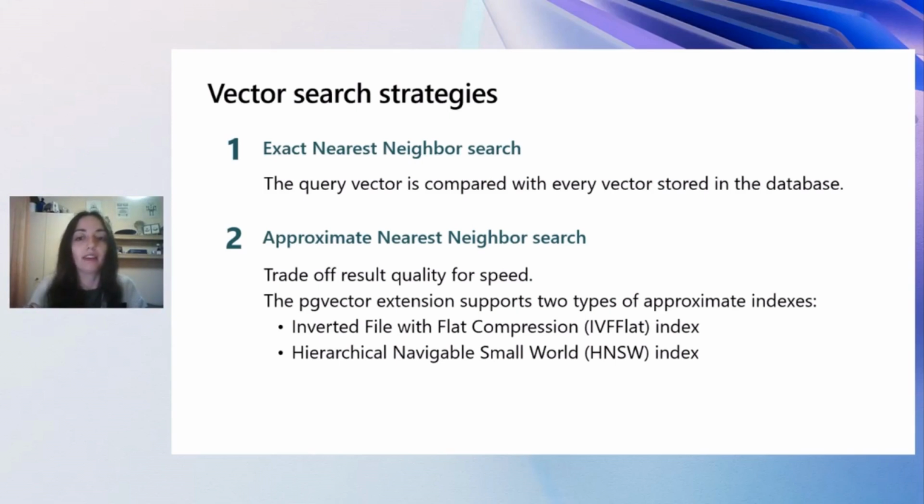The IVFFlat index works by grouping the vector embeddings into clusters, also known as Voronoi regions or cells, and limiting the search scope only to the few nearest clusters for each query instead of the entire dataset. The HNSW index is based on the construction of multi-layer proximity graphs. It's one of the most popular and best-performing algorithms for approximate nearest neighbor search, and is also available in the majority of the vector databases.